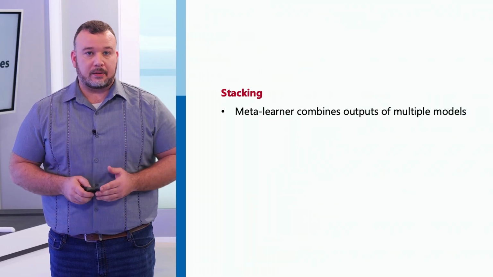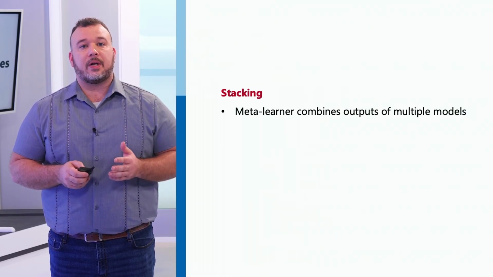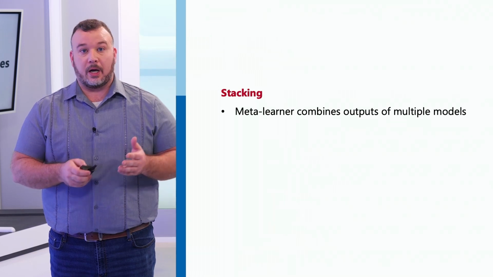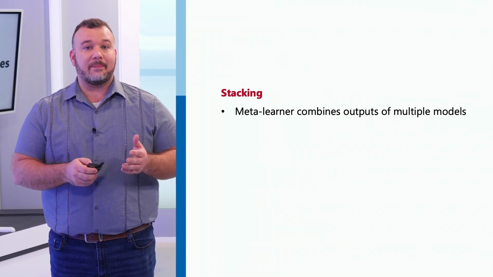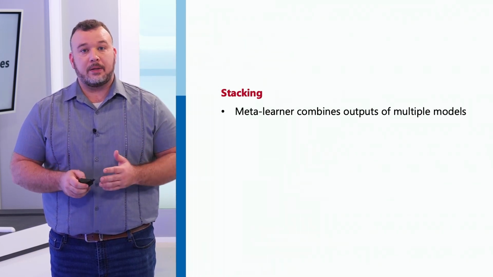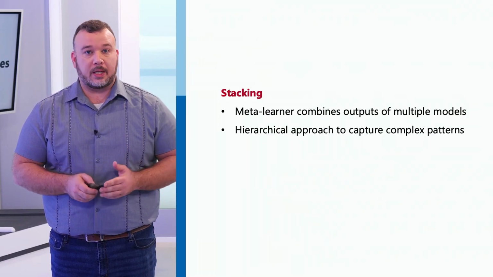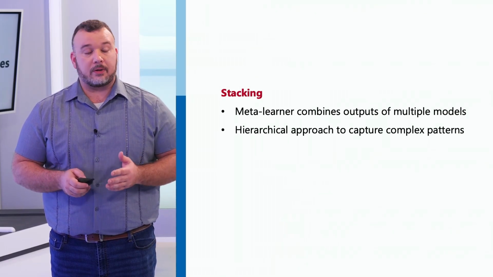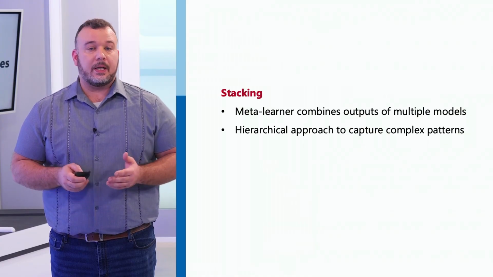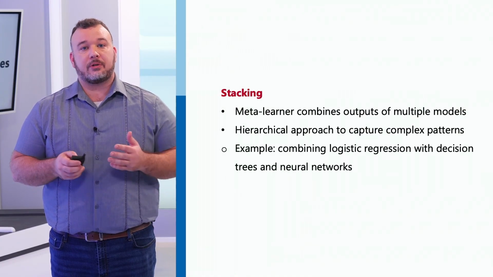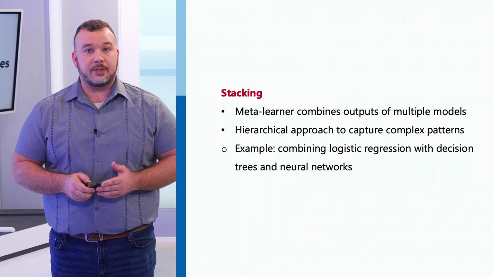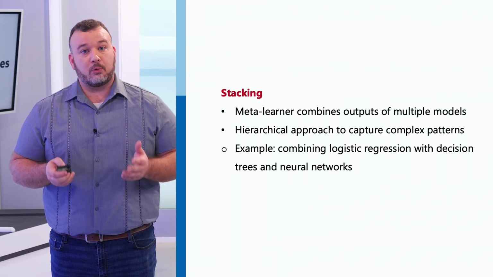Then there's stacking. Stacking involves training multiple models and then using another model, often called a meta-learner, to combine their outputs. This hierarchical approach can capture complex patterns that individual models might miss. An example is combining logistic regression with decision trees and neural networks for more robust prediction.